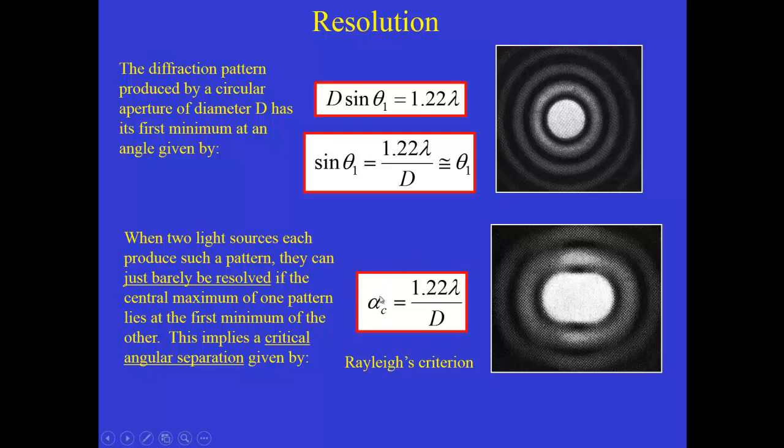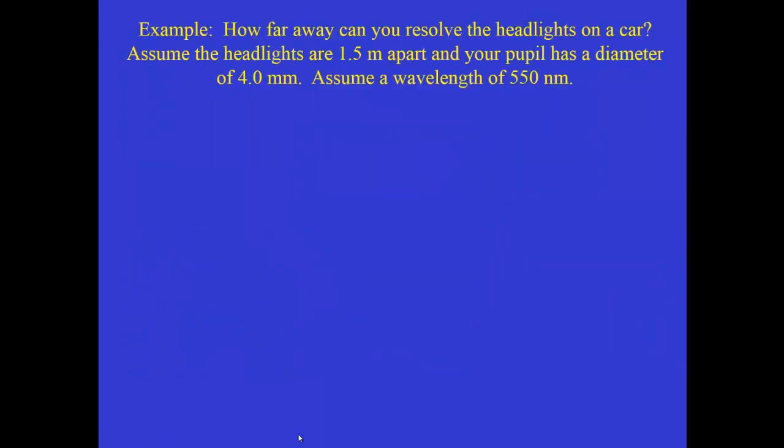So alpha is just another symbol for that angle, but we call it alpha c because it's the critical separation. And two sources that have an angular separation greater than or equal to this will be well resolved for a wavelength λ and for the diameter d. And you can see that if d gets smaller, then the angular separation needed to resolve them gets bigger. So the smaller the hole, the harder it is to resolve these two different sources and be able to see them as distinct sources. So let's do an example problem.